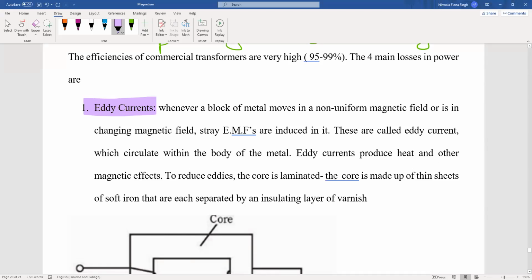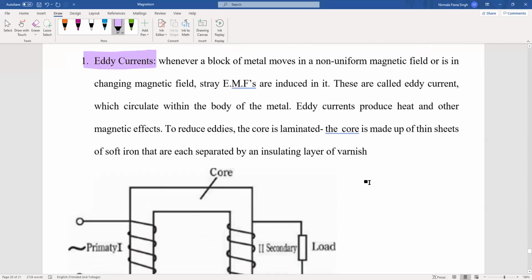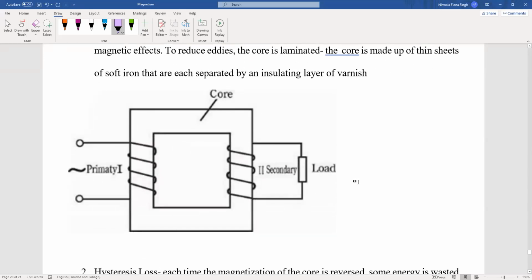And to reduce this, we use laminated coils, meaning it's made up of thin sheets that are separated by an insulating layer of varnish. So let's see what happens here. All right, just look at this. We all know that if I take a piece of metal and apply a current to it, it's going to generate a magnetic field, right? We know this from the very beginning. Anytime we have a wire with a current passing through it, it generates a magnetic field around it.